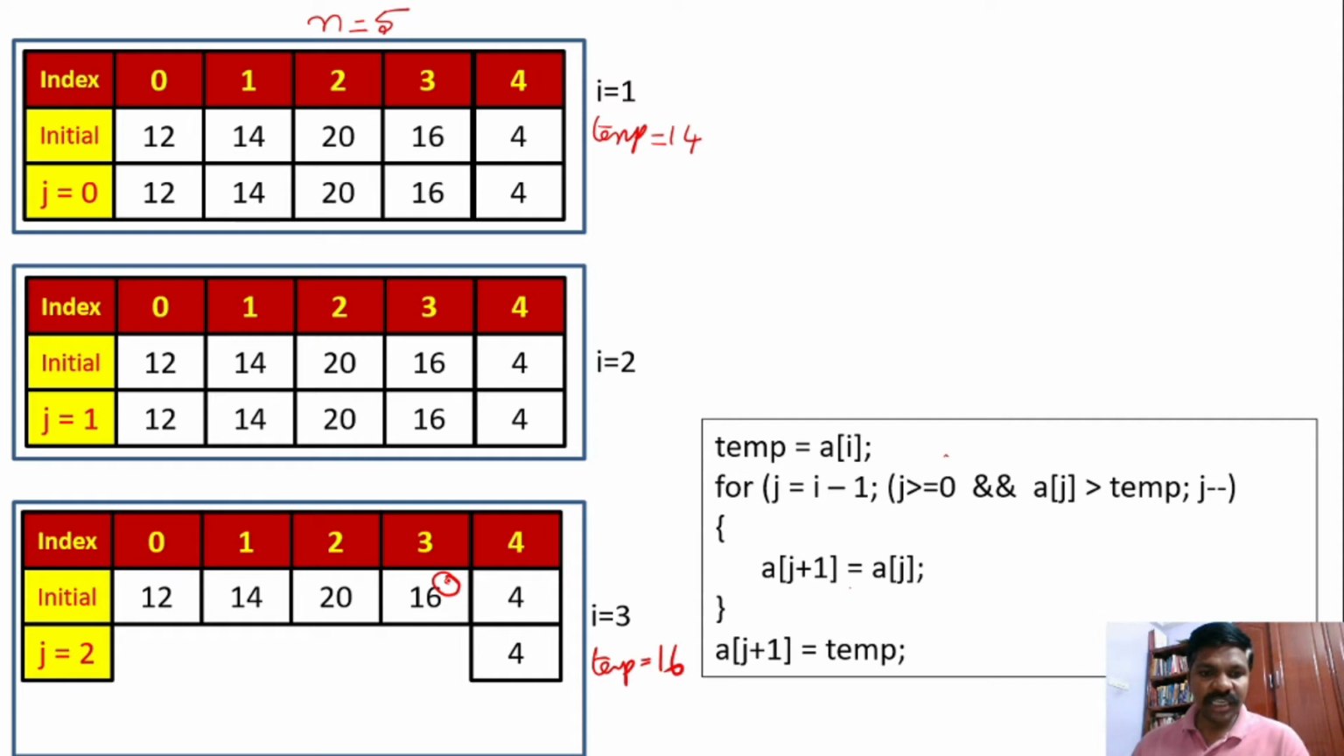My search is only for the 16. That means this 16 will be verified with the previous elements only. That's why I am not touching this row. So this will be fixed. I am not touching this.